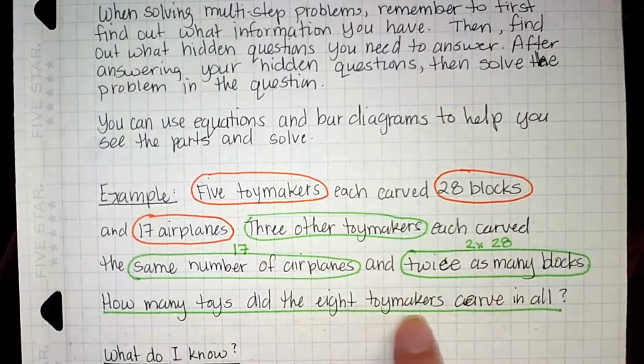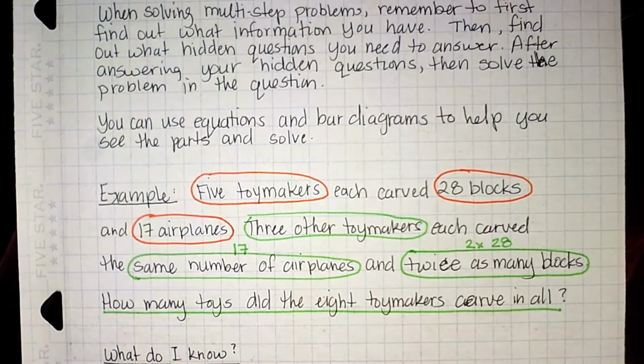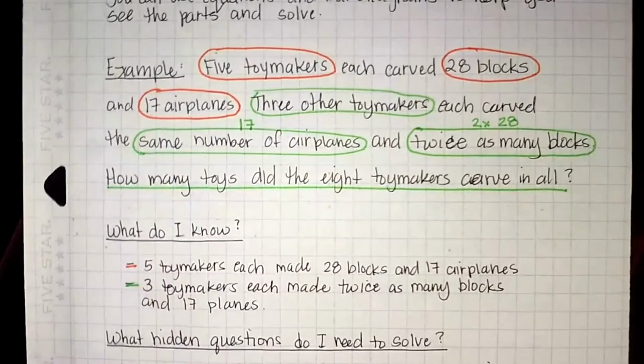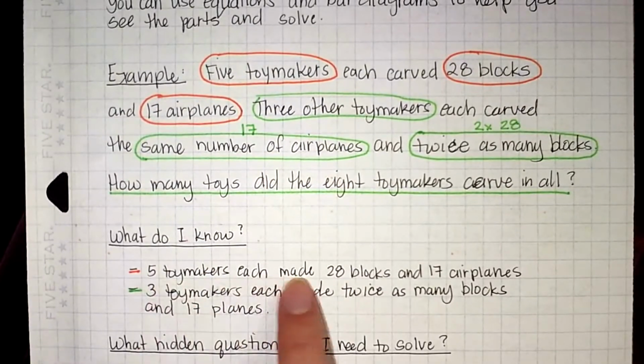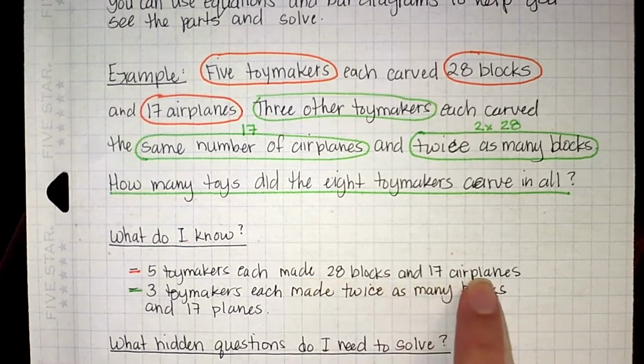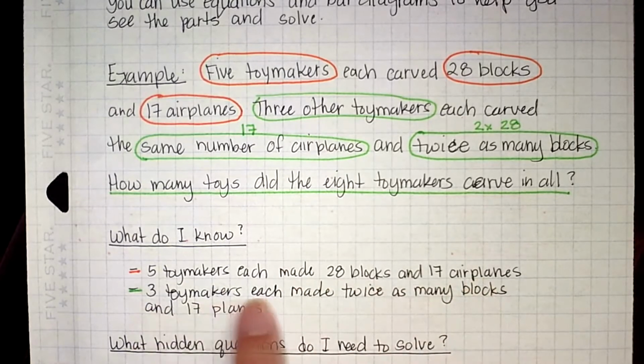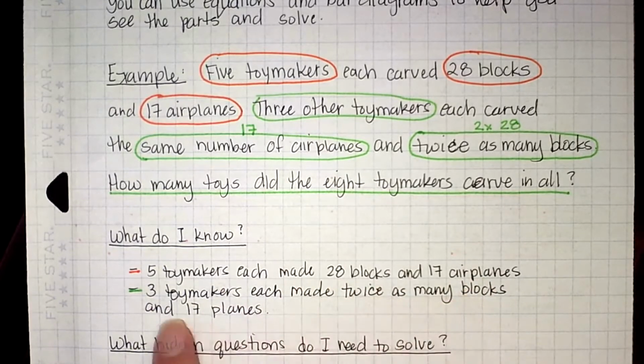The question is asking me, how much did the toy makers carve in all? So what do I know? The 5 toy makers each made 28 blocks and 17 airplanes. The 3 toy makers each made twice as many blocks and also 17 airplanes.